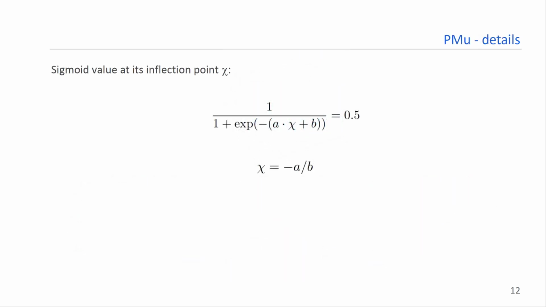And now more details on the inflection points distribution. The sigmoid value at its inflection point chi is 0.5. From this equation we obtain the inflection point as a ratio of the weight and bias.